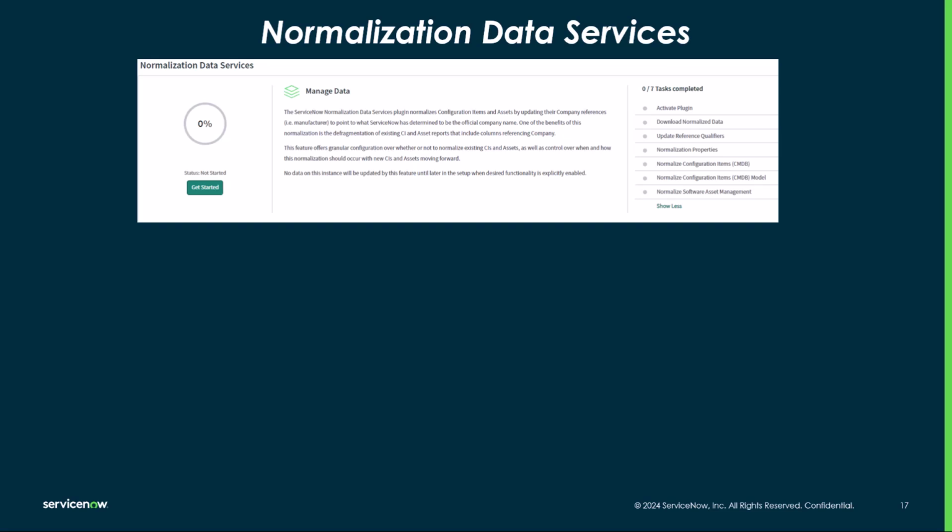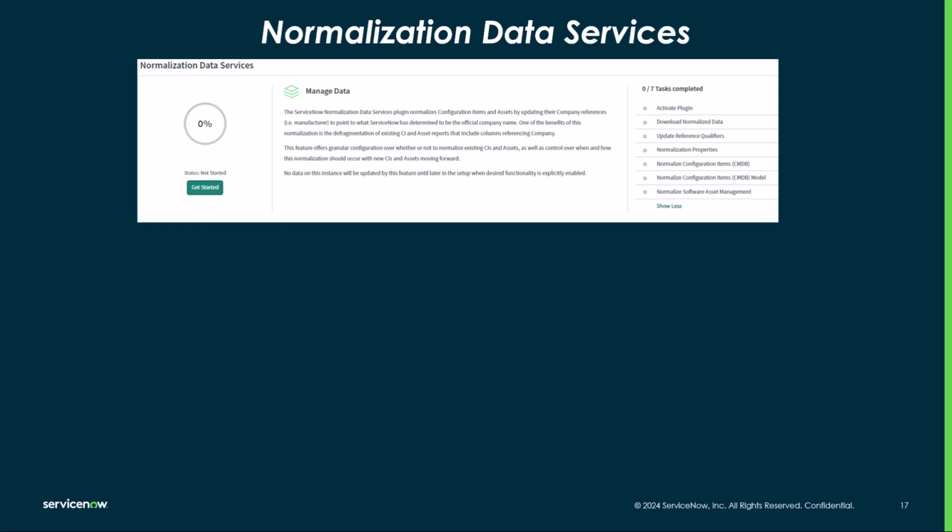The normalization data services essentially runs you through 7 different steps, from activating the plugins to downloading the content data, and then normalizing what's already in your instance today. Some of these things may vary. For example, you might not see normalized software asset management if you don't have software asset management. If you only have HAM, you won't see that particular option.